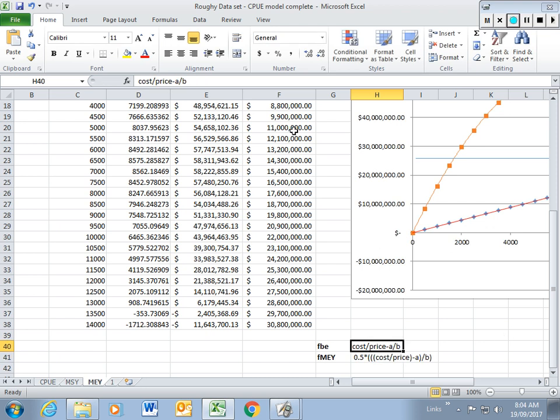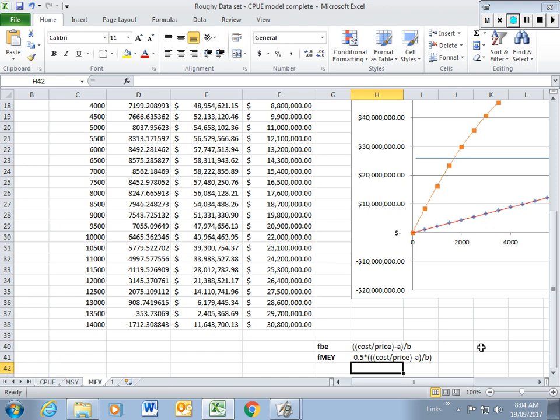So up here we would need to do the same thing. We need this to calculate cost divided by price first, and then minus A. And then divide it all by B. We don't have to put another set of brackets in there now because there's no other numbers that happen after the minus B.